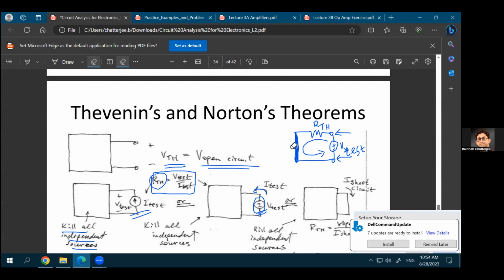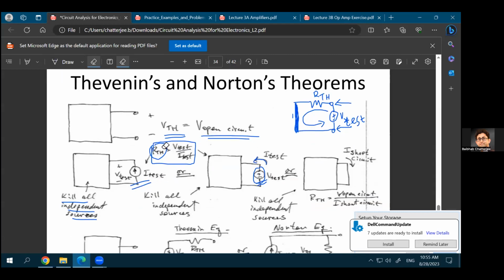Similarly, if you had an independent current source, the way to kill it is to open it. Because when you open circuit, current cannot flow. That's how you kill a current source. So you have to open circuit the current sources. Similarly, how to kill the voltage source is that you short it out. If you short two terminals of a voltage source, there is no voltage developed across it, right? Because if it is a short, the voltage developed is 0 across that short.